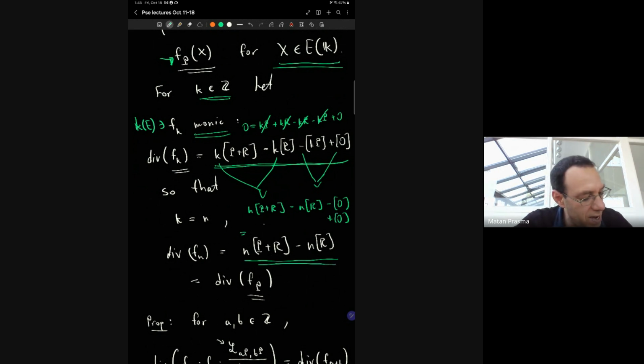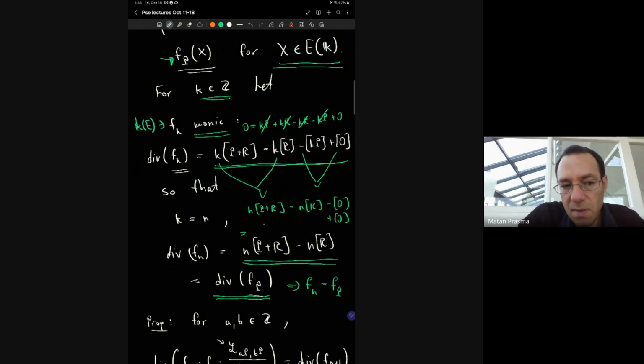And this guy, I remind you, is the divisor of f_P. So if I choose f_P to be also monic, then I know that f_n has to be equal to f_P, whatever they are. Okay, so these are all abstract considerations that tell me that if I calculate the intermediate functions f_k and I know how to evaluate them on a general point x, then eventually I will know how to evaluate f_P of x.